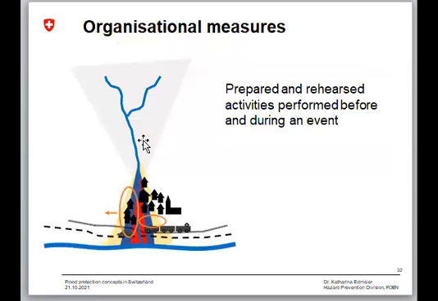So I want to come to the third concept of measures, which are the organizational measures. Those are prepared and rehearsed activities carried out before and during an event to limit the extent of damage. These include forecasting, warning, alerting, closing off affected areas, setting up mobile protective measures, and evacuating and caring for affected persons. These measures must be prepared, regularly revised, and practiced as a part of emergency plans.